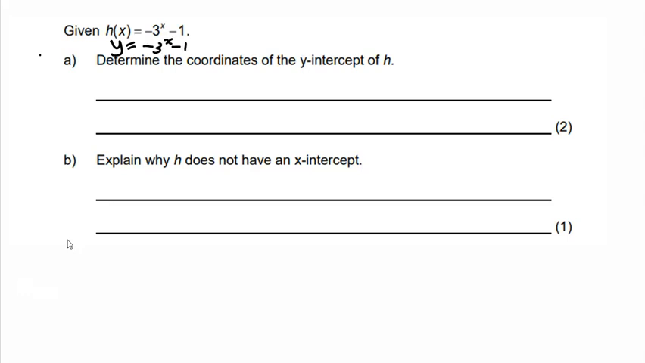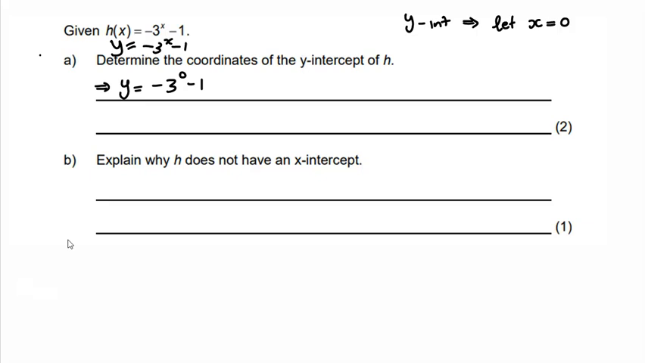So the first question wants you to determine the coordinates of the y-intercept. Remember, how do we find the y-intercept? To find the y-intercept, we're going to let the value of x be equal to 0, meaning on the given equation where there's x, we need to substitute 0. This is what I'm going to do. I'm going to say y equals negative 3 to the power 0 minus 1. Where there's x, we sub in the value 0.